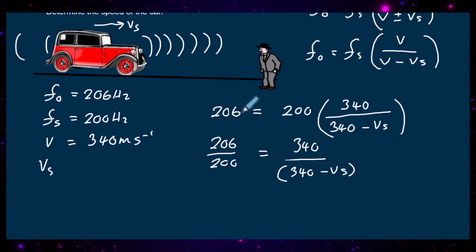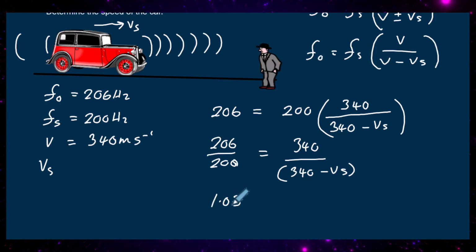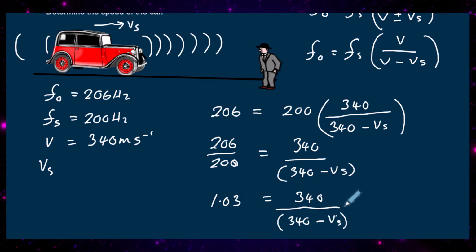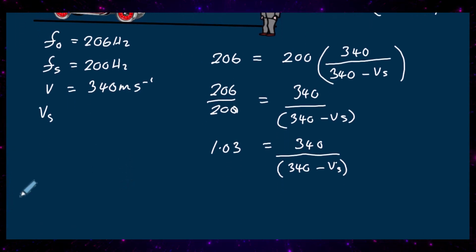Now we know that 206 divided by 200, that's a 200 there. If we do that on my calculator, it comes out to be about 1.03. So we can now put down 1.03, a single number now, is equal to 340 divided by, and keep the bracket in, 340 minus Vs. So we're still keeping a bracket in at the bottom.